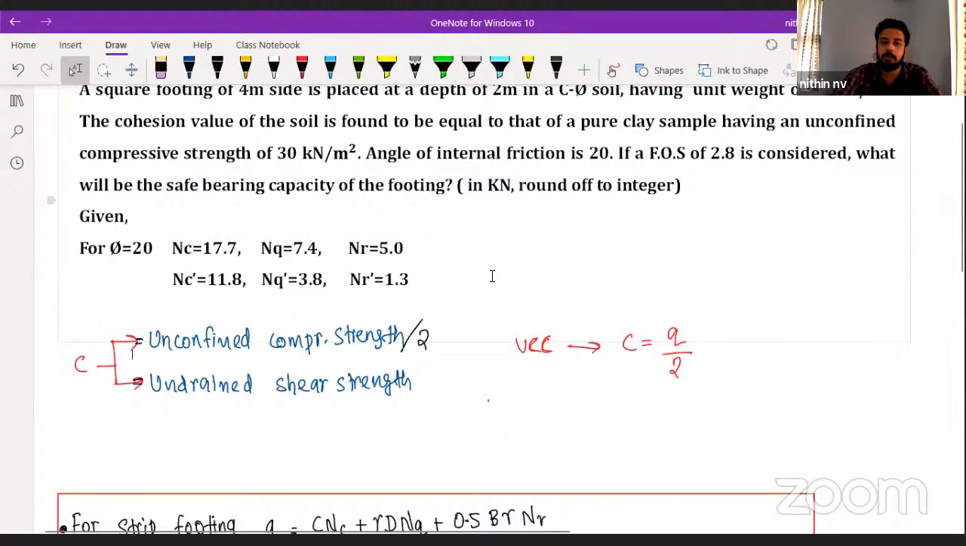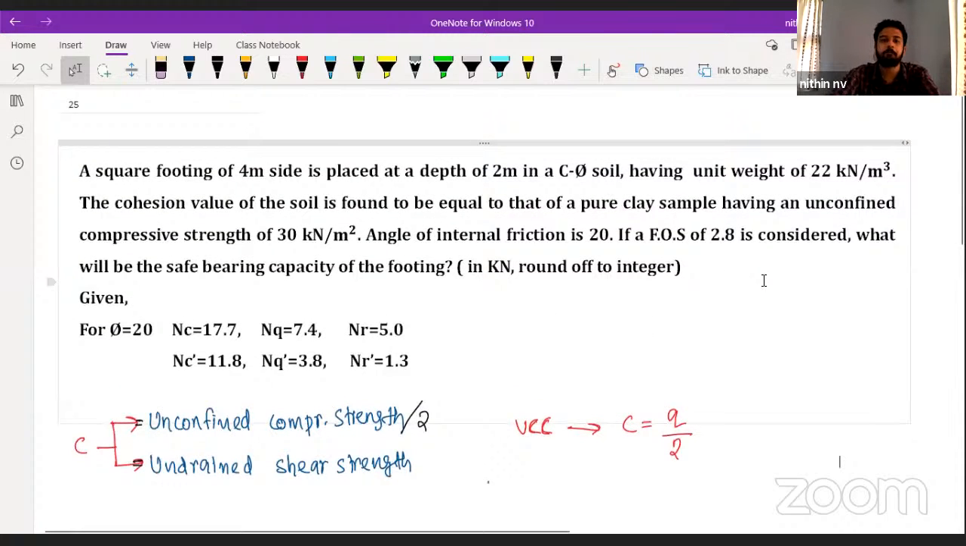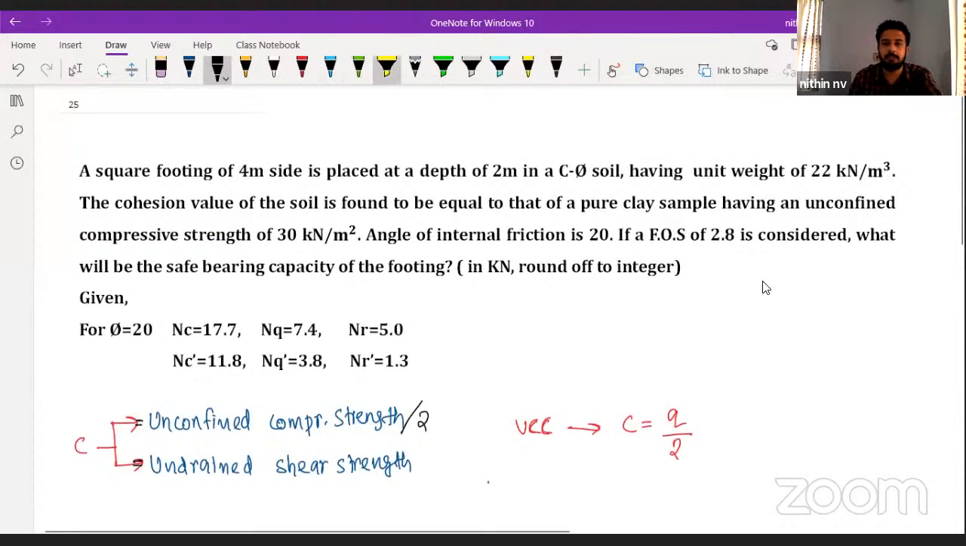Instead of giving you the c value, they can give the unconfined compressive strength, and then we have to divide by 2. Generally, if it is a clay, then c is the undrained shear strength. If it is a sand, then c is equal to 0. If they are giving undrained shear strength, we take it equal to c. So look here at what they have given. The undrained compressive strength is equal to 30.